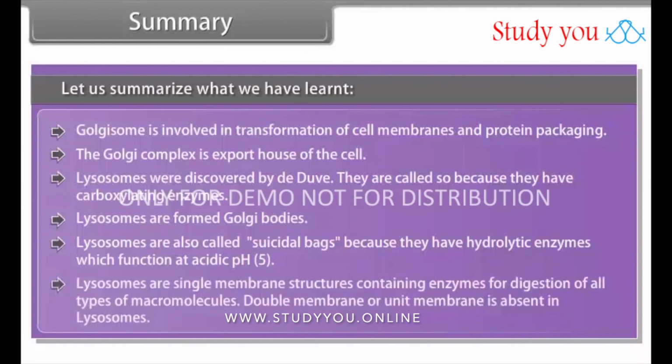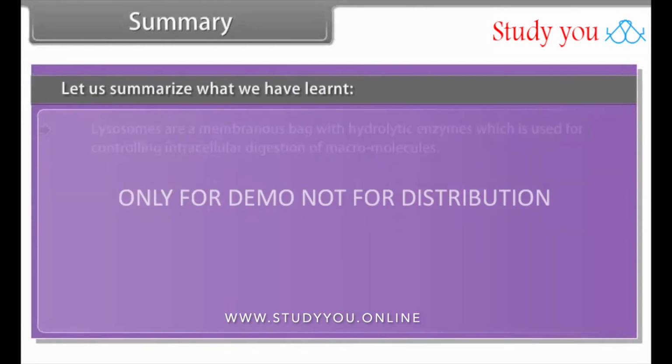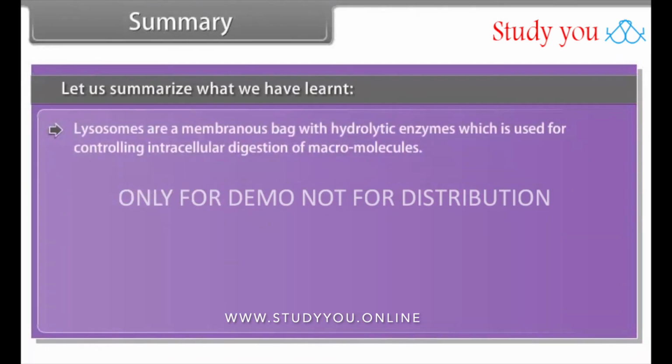Lysosomes are single membrane structures containing enzymes for digestion of all types of macromolecules. Double membrane or unit membrane is absent in lysosomes. Lysosomes are membranous bag with hydrolytic enzymes which is used for controlling intracellular digestion of macromolecules. Lysosomes are polymorphic and contain hydrolases.